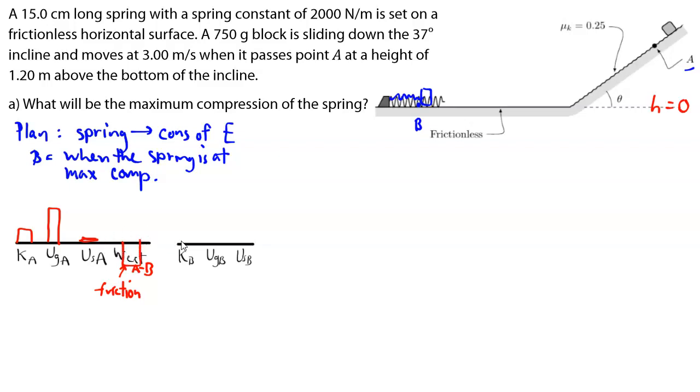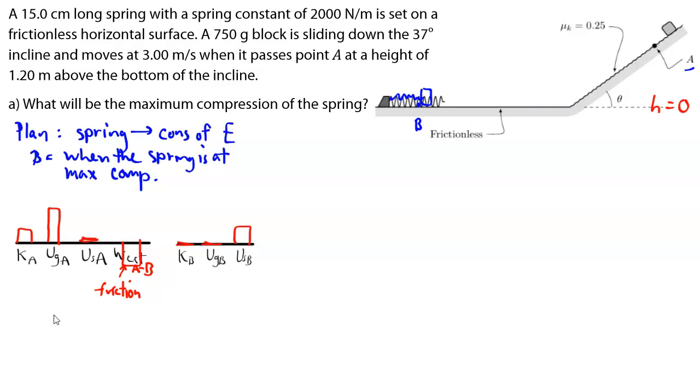On the other side, at the end, when we get to the max compression of the spring, we know that the block is stopped because it's about to change direction. We know that there is no more potential energy due to gravity, due to our choice of h equals 0. So all the energy that is left will be in the form of the potential energy of the spring.